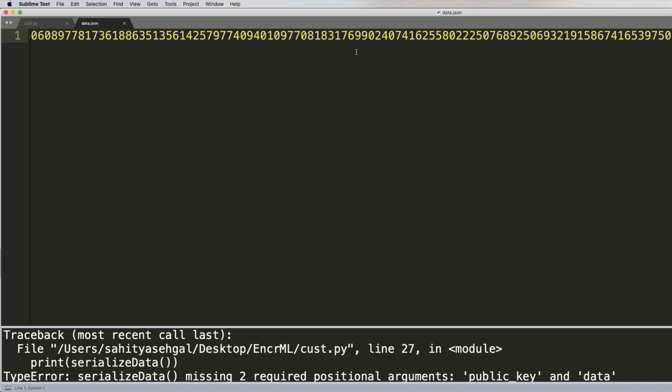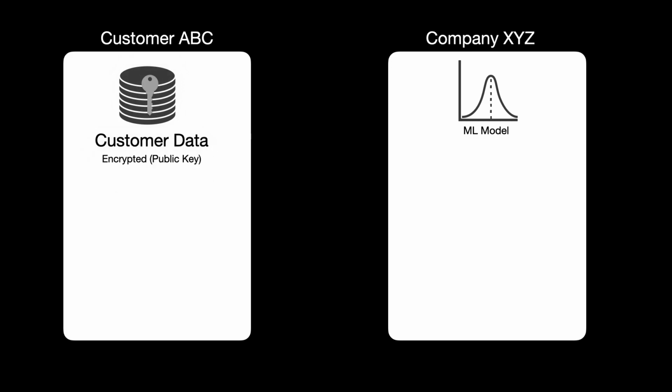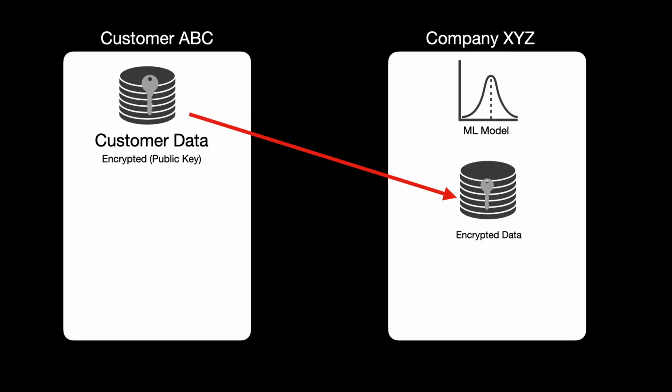So this is what goes to the company, and the company is going to have to use their machine learning scalars against this to actually go ahead and build a model. So if we go back to our little example here, now we've encrypted the customer's data, which is data.json, and data.json is essentially what gets sent to company XYZ in this case. So we've gone ahead and done that, and that's what the serialization piece does.